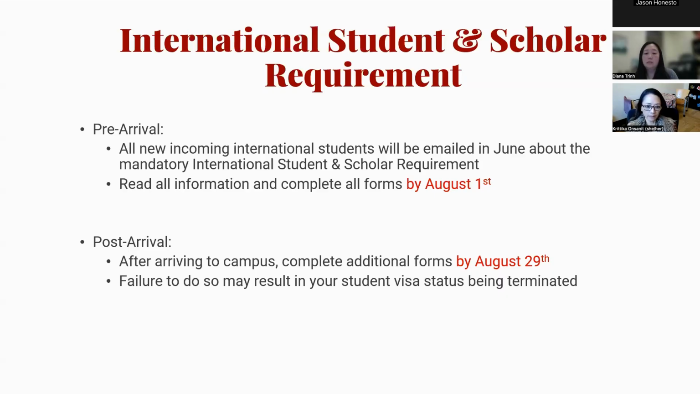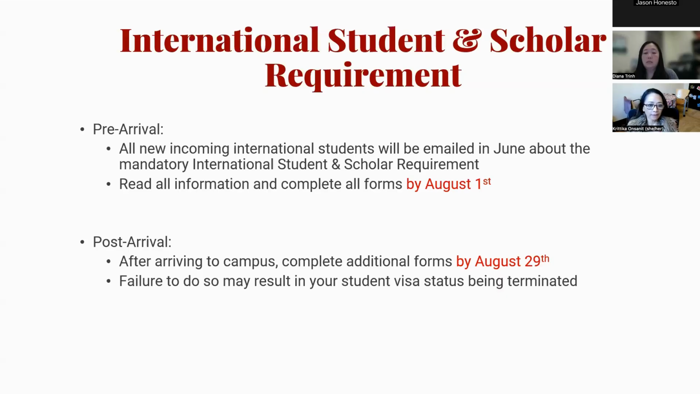So pre-arrival: in June, we will email all of the new incoming students about how to complete this International Student and Scholar Requirement. So we'll have login instructions, and we'll have a list of forms that we will need you to complete by August 1st. So you'll have about 2 months to complete all of these requirements, which should be plenty of time.